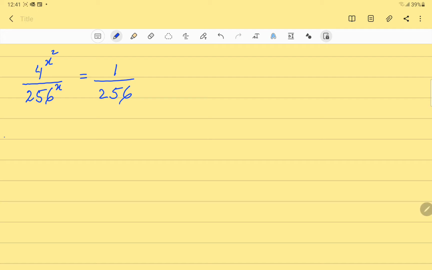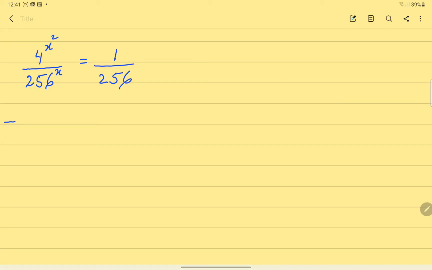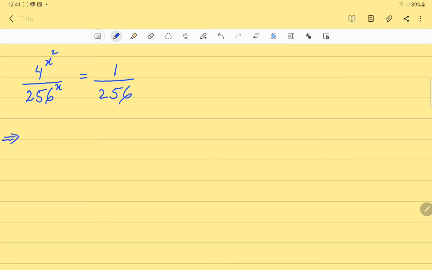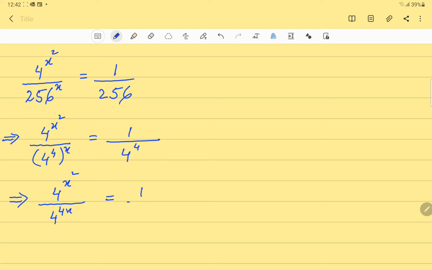What we are going to do in the first step, we are going to write 256 as 4 raised to power 4, and then whole raised to power x, is equal to 1 over, same thing we will do on the other side. 256 we will write as 4 raised to power 4. 4 raised to power 4 and then whole power x can be written as 4 raised to power 4x is equal to 1 over 4 raised to power 4.